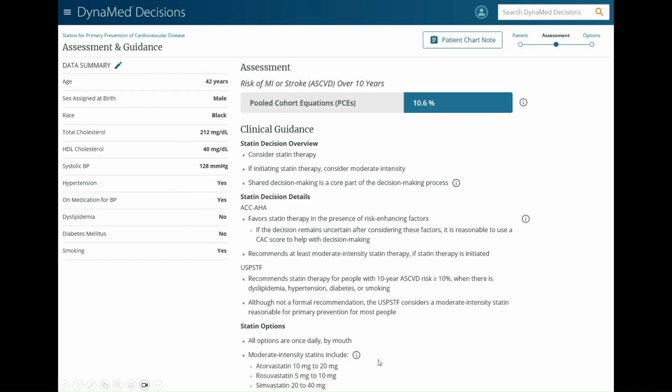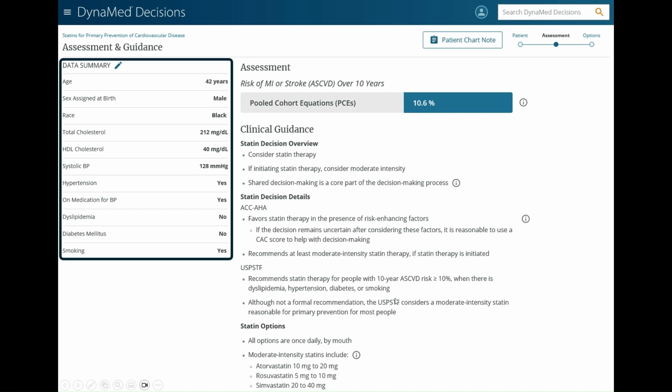So this is the assessment and guidance page, and we have a lot of useful information on this page. First and foremost, there is a snapshot or synopsis of the information that was entered on the data input page, just as a helpful reminder of who we are talking about, what kind of patient. And it also serves as a visual reminder for the clinician that in case they misclick, let's say on the previous page, they had meant to say that this person was not on medication for blood pressure, this offers an opportunity for them to recognize that, go back and correct that misclick.